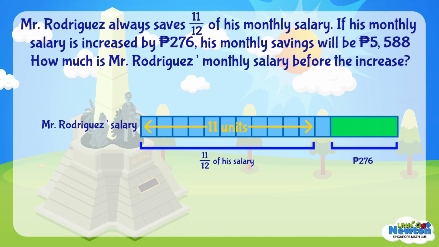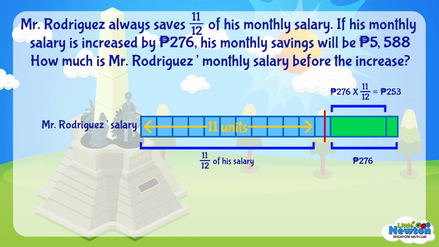Let's use a smaller rectangle to represent the additional 276 pesos and attach it to Mr. Rodriguez's diagram. So what do you think Mr. Rodriguez will do with his additional 276 pesos? Yes, he will save part of it because he always saves 11/12 of his monthly salary no matter what the amount is. So, the amount he saves from 276 pesos is equal to 276 pesos multiplied by 11 and divided by 12 equals 253 pesos.